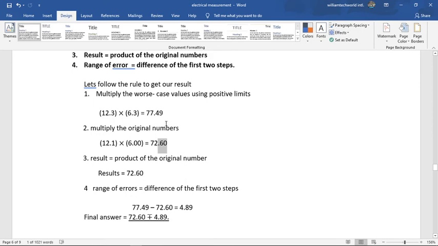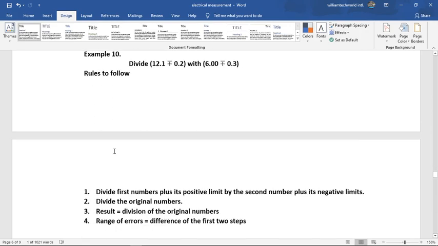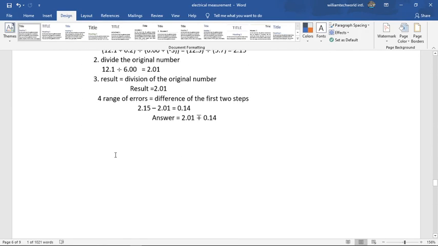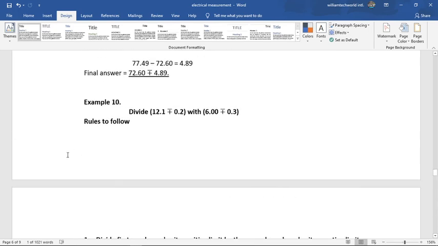Then the range of error is the difference between 77.49 and 72.60. That's 77.49 minus 72.60, and that will be the range of error. So it will be 72.60 plus or minus 4.89. Now let's go to the division aspect, and that will be final for lecture 1.